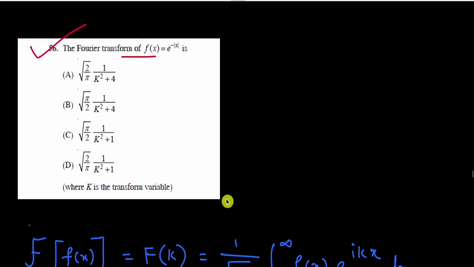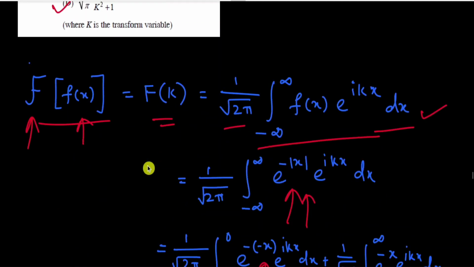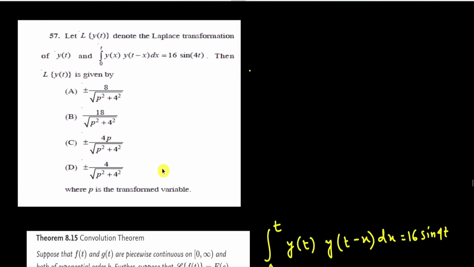That is, the Fourier transform of the function f(x) equal to e to the power minus mod x is given by root over 2 by pi into 1 by k square plus 1. Option D is the correct answer. So go to the next question, question number 57.